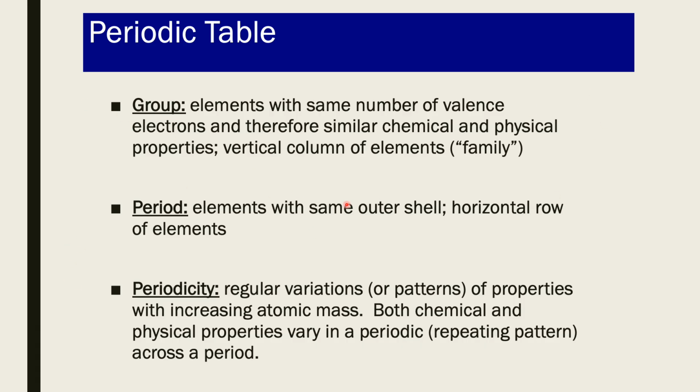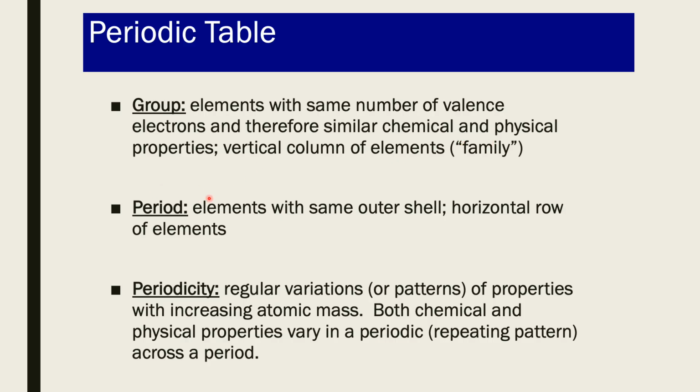For groups, these are vertical columns on the periodic table. They're also known as families. These elements will all have the same number of valence electrons. Your valence electrons are electrons in the outer energy ring. So the elements in the same group will have the same number of valence electrons, which is why they'll have similar chemical and physical properties.